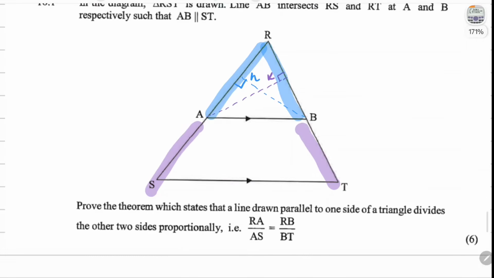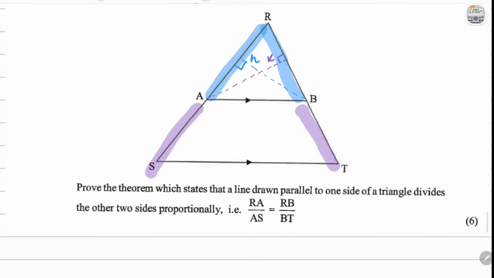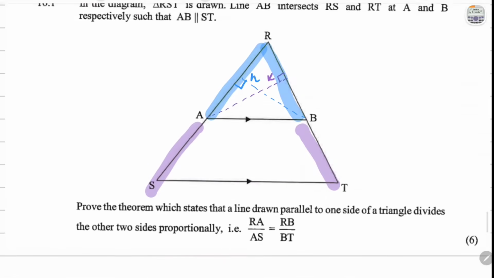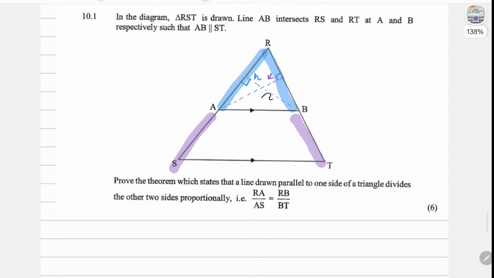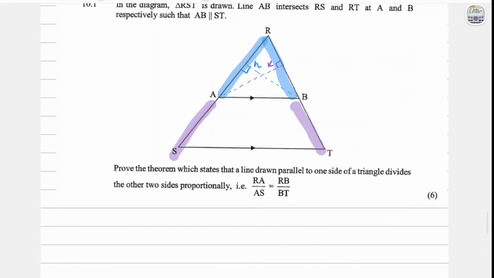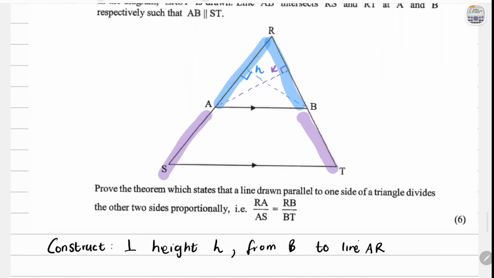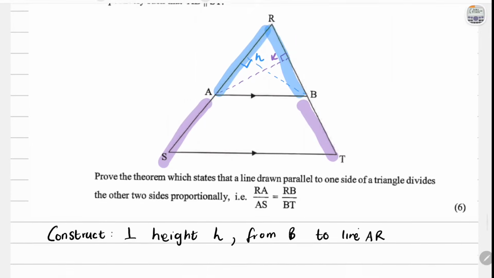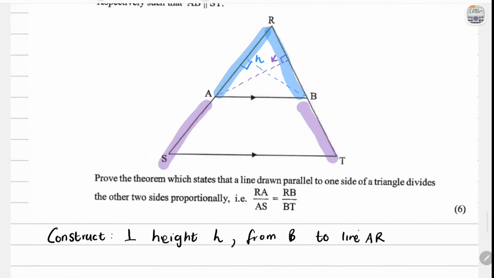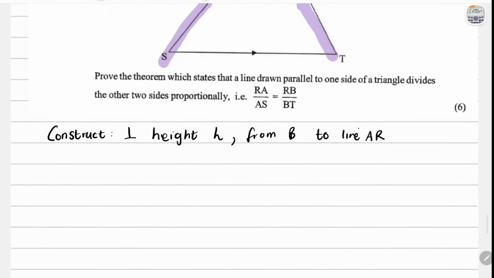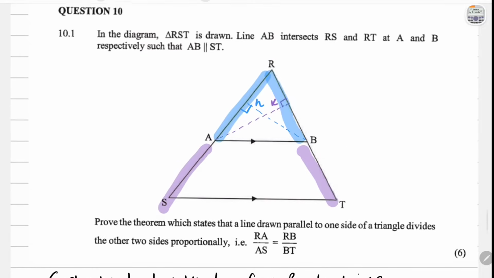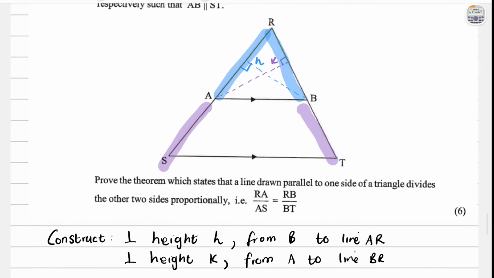Okay, so that's what it looks like, and we're going to tell them everything that we have constructed. So we're going to tell them about those perpendicular heights that we constructed and from which places they were constructed. So you can just say construct the perpendicular height H from B to line RA. Okay, I'll call it AR. And then the second one, that height K, we're going to say construct the perpendicular height K from A to line RB or BR.